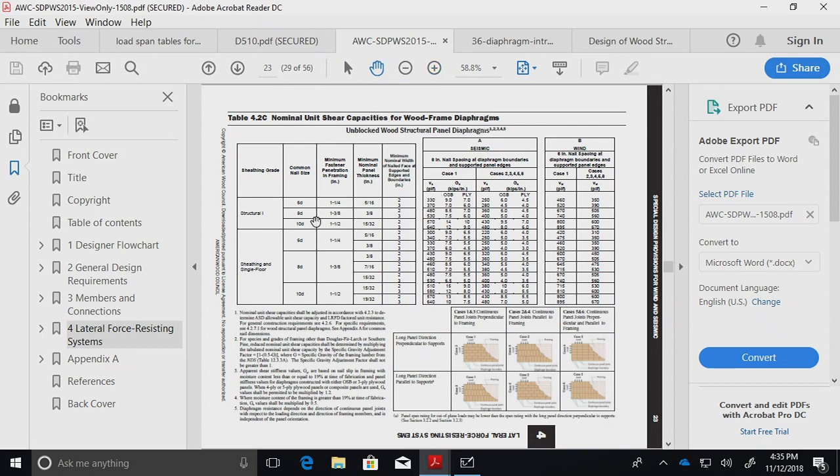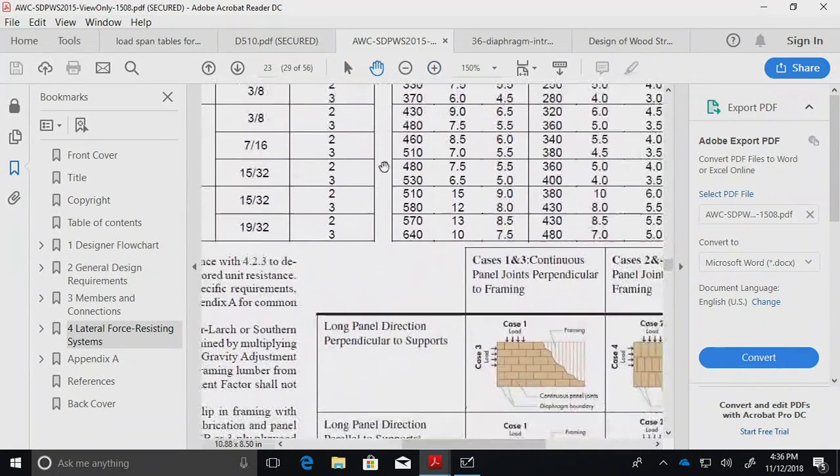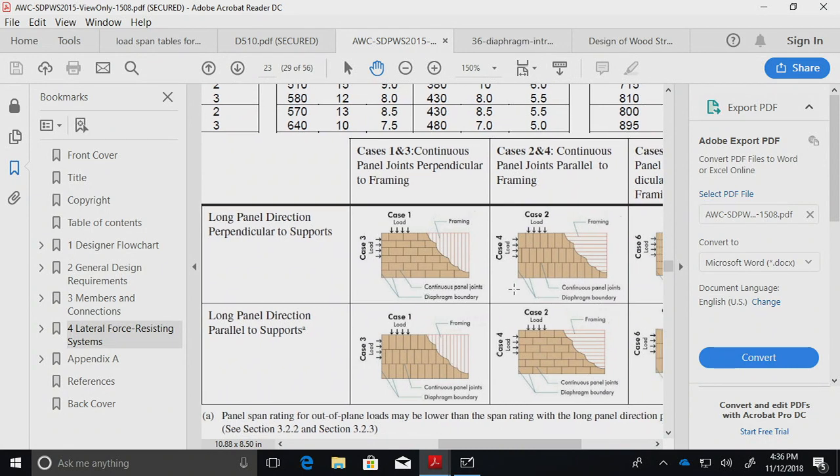So it gives us the common nail size, its minimum fastener penetration, the minimum nominal panel thickness, and the minimum nominal width of the lumber at the boundaries. It gives us the allowable unit shear for the seismic load and for the wind load, for a nailing spacing of 6 inches on center at the boundaries. So the unit shear for case 1 and for cases 2 to 8. Let's zoom in. Those are the illustrations of the different cases.